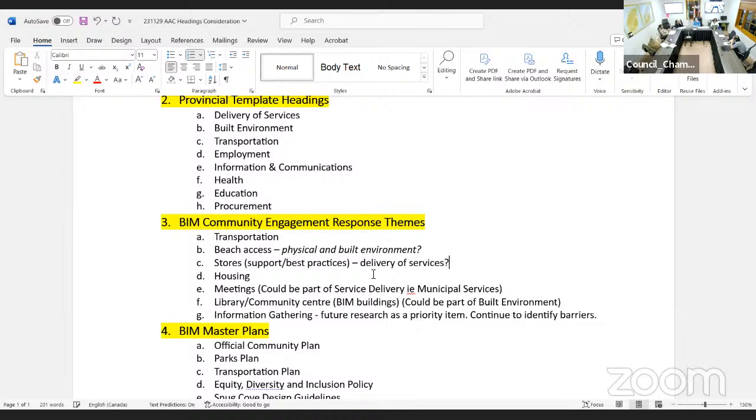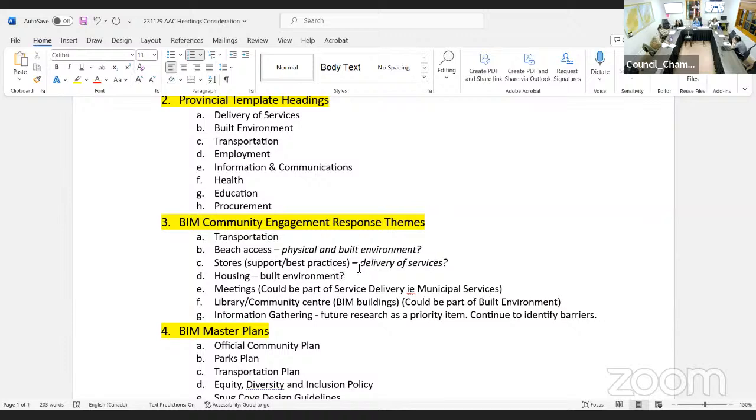Right. But it kind of should fit under a broader category. Is it built environment? Is it parks? What is the bigger category? Daniel had some ideas about this. I don't know if you want to speak now about where beaches fit.